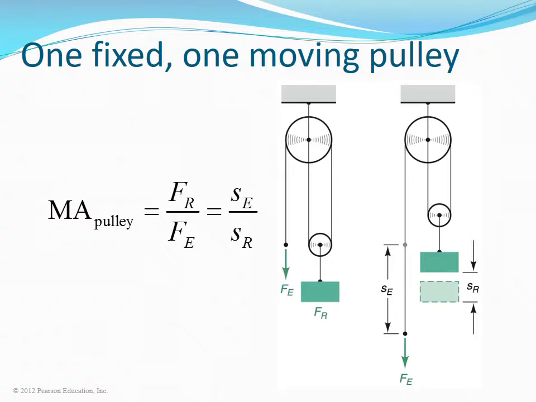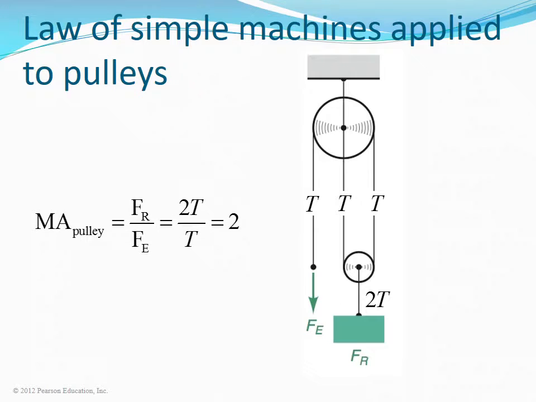For one fixed and one moving pulley, the law of simple machines is applied to the pulleys. The mechanical advantage is equal to the distance the effort travels divided by the distance the resistance travels. When a weight is supported by two strands, each individual strand supports 1/2 of the total weight. For a single cable, the tension in the cable must be constant. Thus, the mechanical advantage is equal to 2.